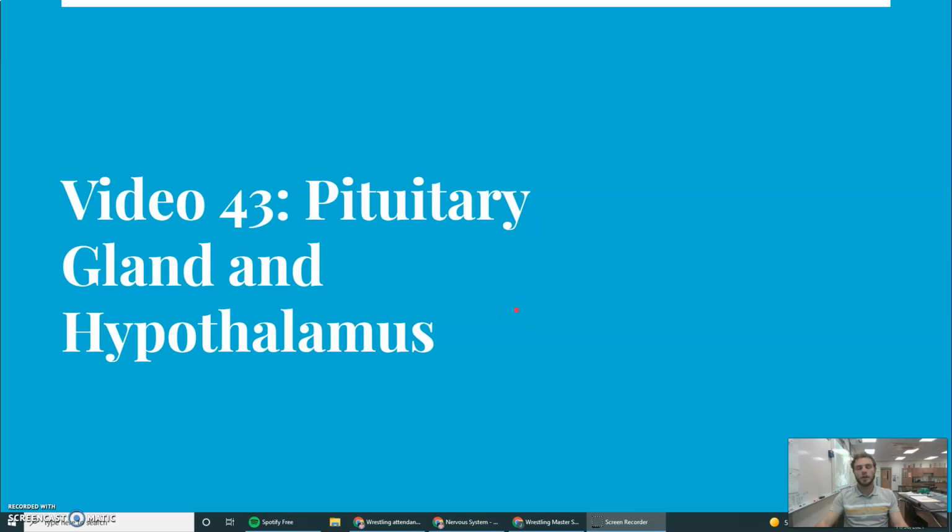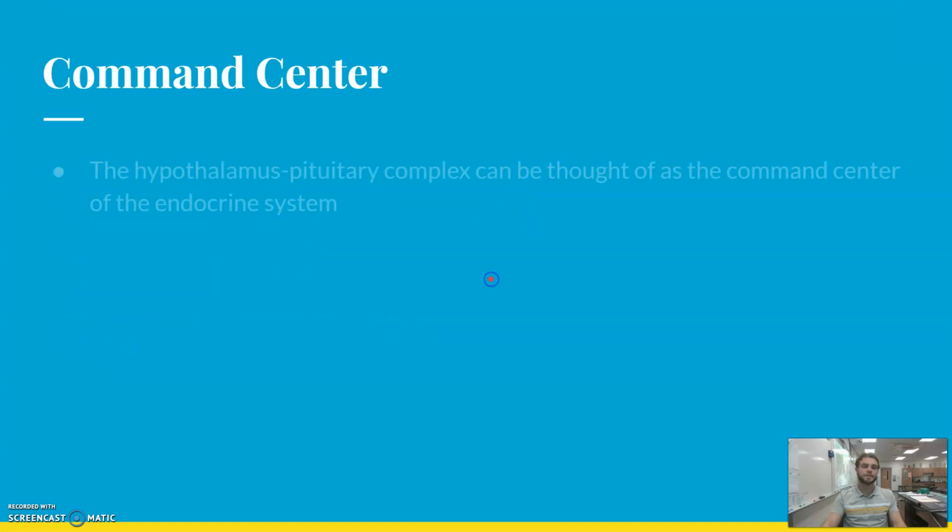Today we continue on with our talk going through the endocrine system in conjunction with the nervous system, which is what this unit is all about. And today we're going to be talking about the pituitary gland and the hypothalamus.